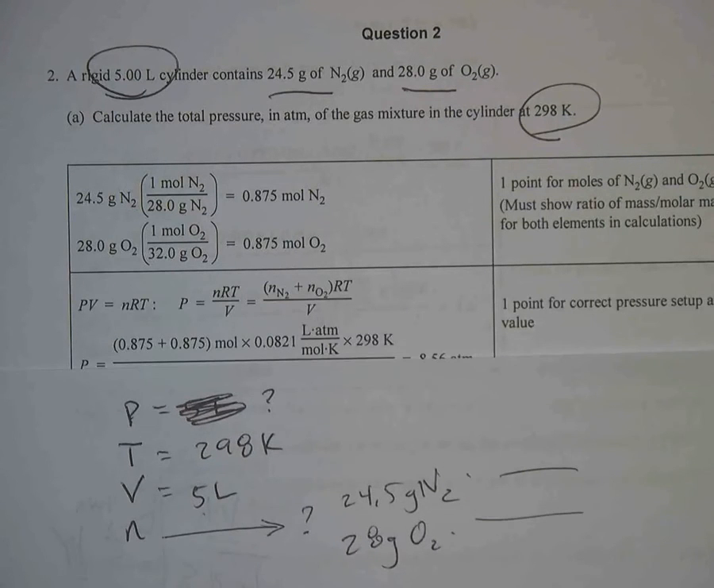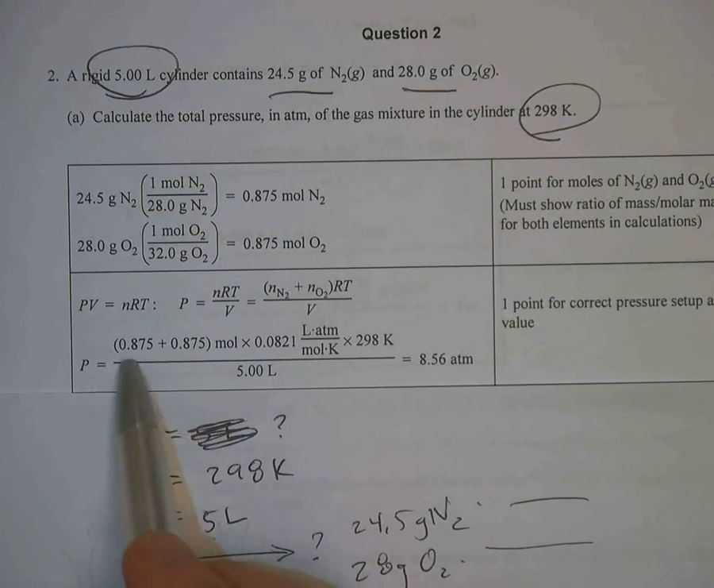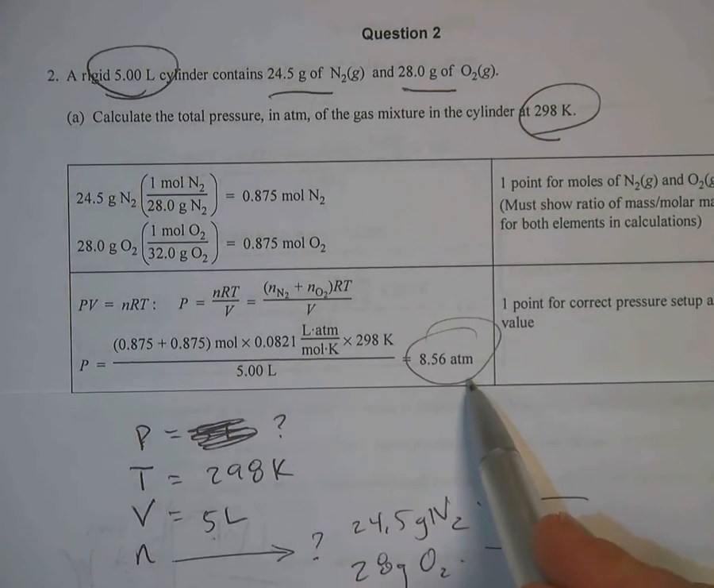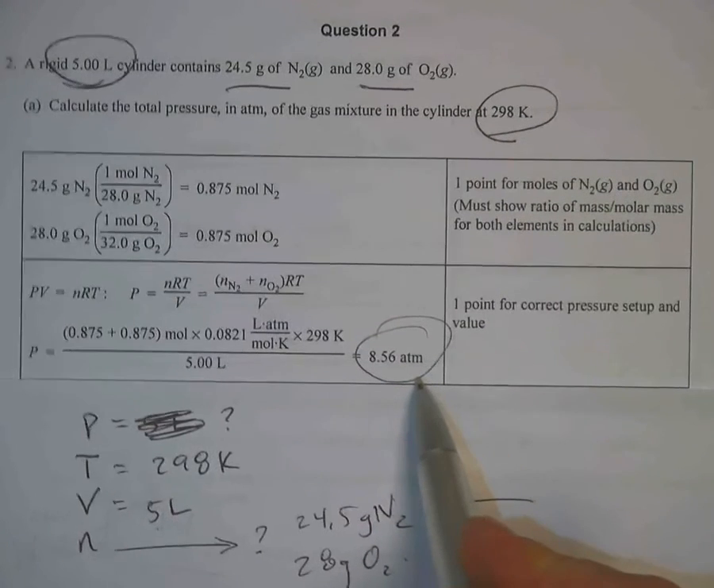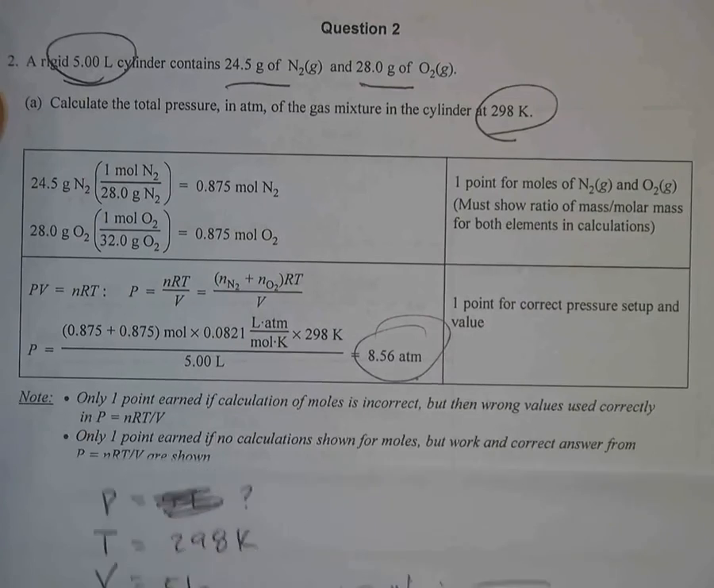Add those together and plop them into PV equals nRT, because that's my total moles of gas, 0.875 plus 0.875, and I end up with 8.5 atmospheres. 2 points for that. But there's a good use of PV equals nRT.